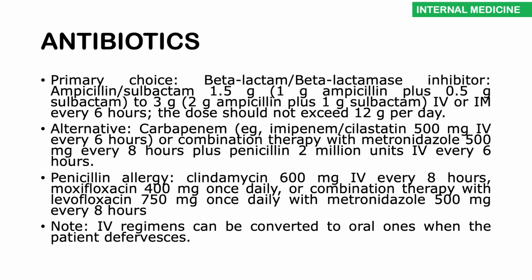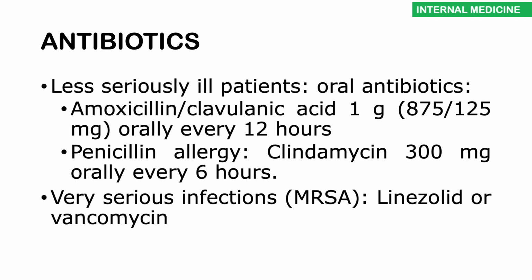For those that do have penicillin allergies, we can consider clindamycin, 600 milligrams IV every 8 hours, moxifloxacin, 400 milligrams once a day, or a combination of levofloxacin, 750 once a day, with metronidazole 500 every 8 hours. Remember that once they become afebrile, we can convert the IV regimen to oral regimens. For those that are less ill, you can cover them with oral amoxicillin and clavulanic acid, 1 gram orally every 12 hours. Those that have a penicillin allergy, you can use clindamycin 300 milligrams orally every 6 hours.